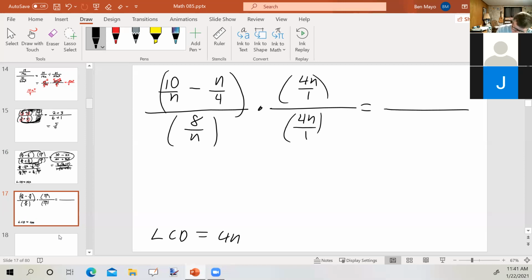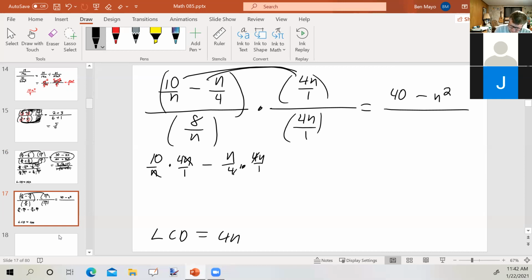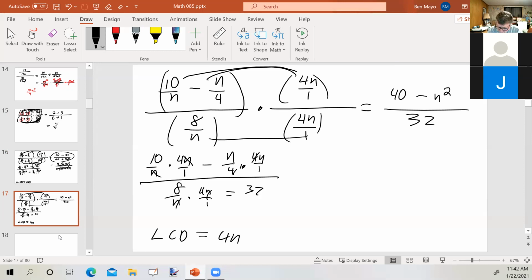Okay. I'm going to distribute 10 over n times 4n over 1. The n's would reduce out, and I've got 40. Then minus n over 4 times 4n over 1. The 4's reduce out, minus n squared. And finally, 8 over n times 4n over 1. The n's reduce out, and we get 32. Well, I can't do anything to reduce that. So, final answer there.